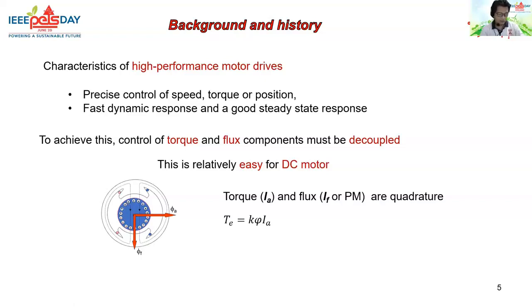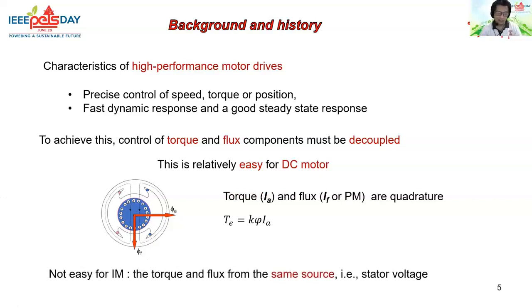But this is not going to be that easy for the induction motor. The decoupled control of the torque and flux is not going to be easy for the induction motor, because the stator flux and the rotor flux, which interact to produce the torque, are not coming from different sources. They are coming from the same source, which is the stator voltage. So the decoupling of these components is not going to be as straightforward as we have in the DC motor.